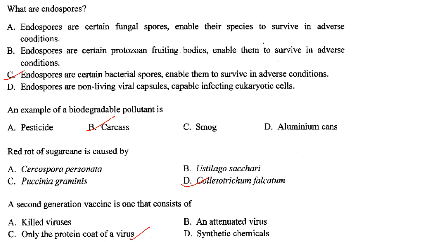Then next one. Red rot of sugarcane is caused by. So it is caused by Colletotrichum falcatum. Answer is option D. Second generation vaccine is one that consists of. So it consists only the protein coat of the virus. Answer is option C.